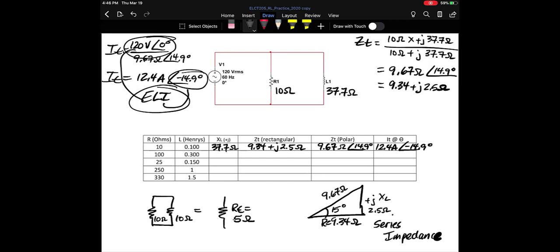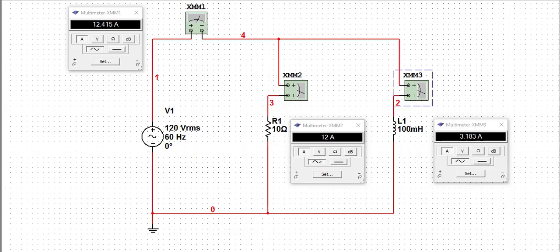Okay, so now let's go to Multisim. Okay, so here we go with our currents in Multisim. So notice how we have total current here is XMM1. We've got that 12.4 amps that we calculated. And in our branch 1, of course, you can clearly see with 10 ohms and 120 volts applied that we're going to have 12 amps of resistor current here in branch 1. And then our 100 millihenry coil has 3.2 amps essentially.